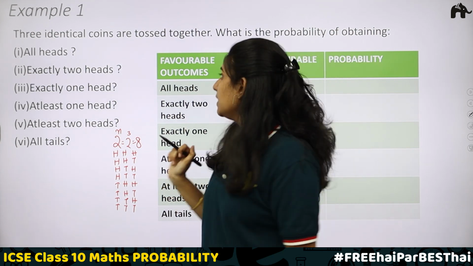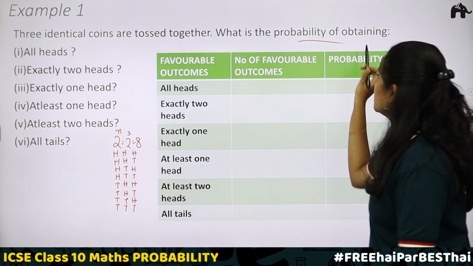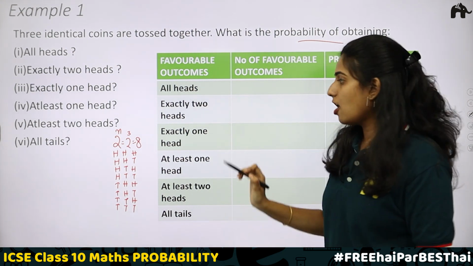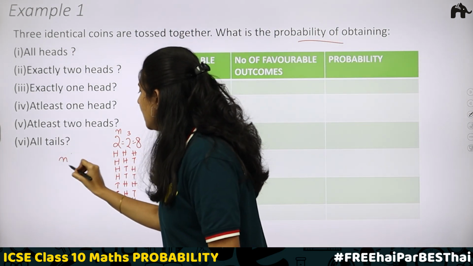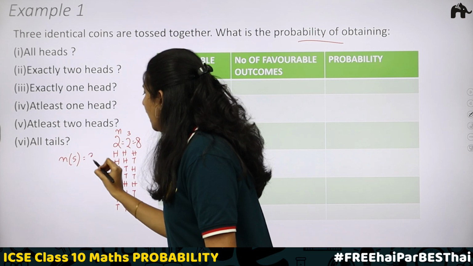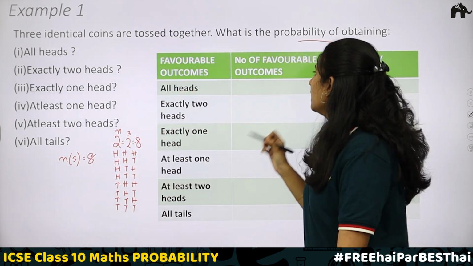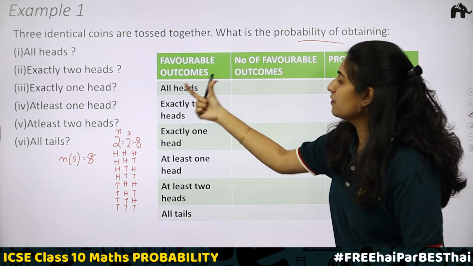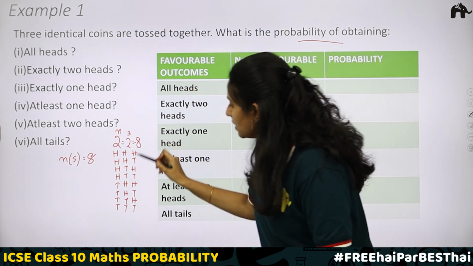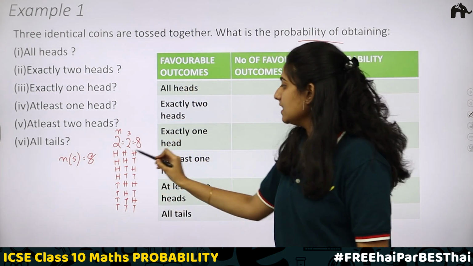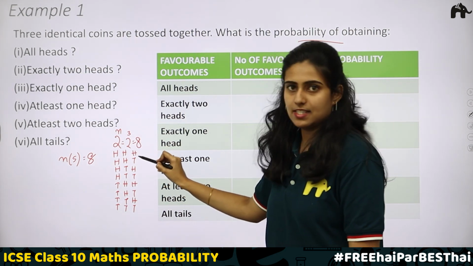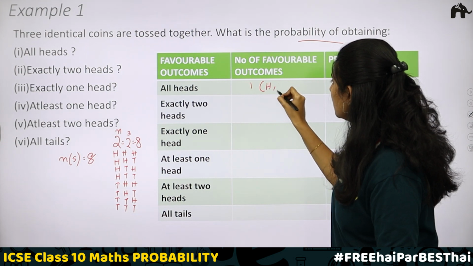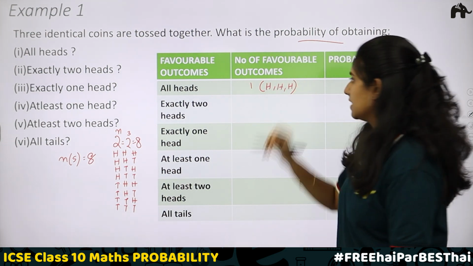Now, let us fill this table. We have to find the probability of obtaining all these. First, we have all heads. What is the total number of outcomes? N of S. N of S is equal to 8 outcomes. Number of outcomes favorable: favorable outcomes in case of all heads. How many outcomes have all heads? Just 1, right? Head, head, head. So, 1.